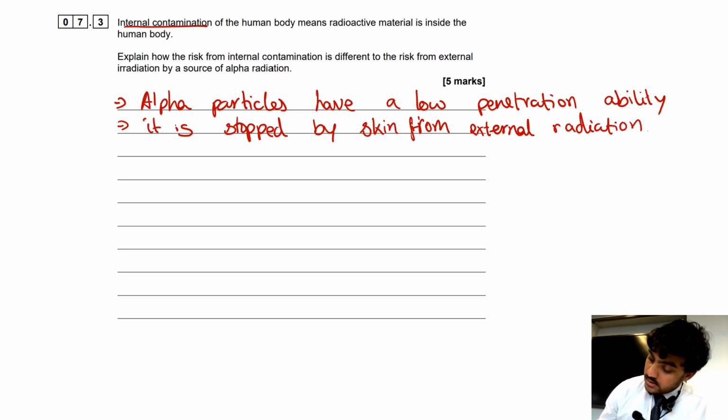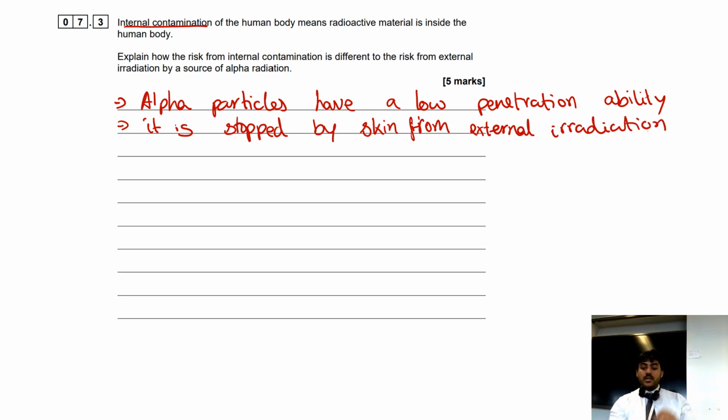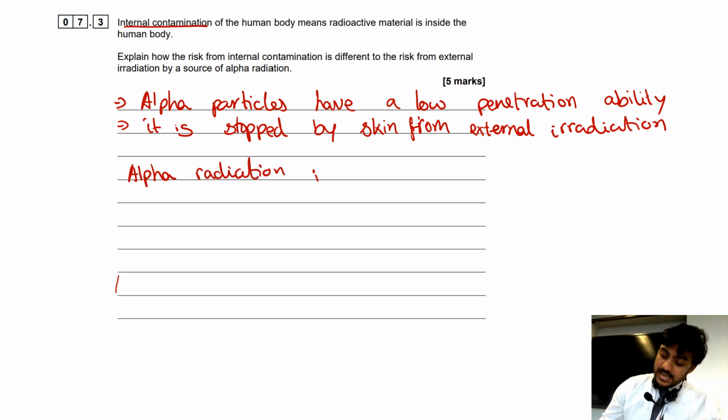Alright, so oops, that's not what I meant to write. I meant to write irradiation. So external irradiation is stopped by my skin. But what if it actually went inside me? What if I swallowed a piece of material that was an alpha source? Well, then it's really dangerous because alpha radiation is absorbed by living tissue.